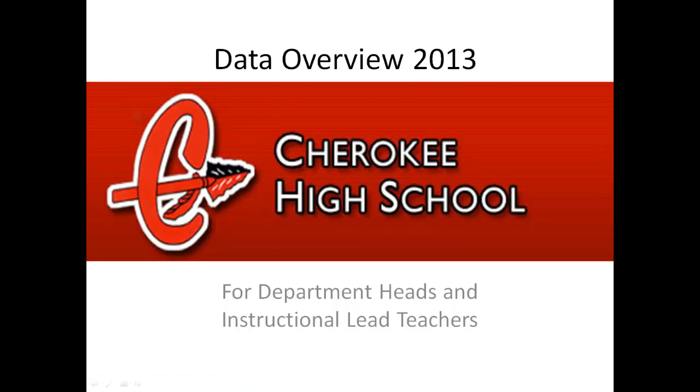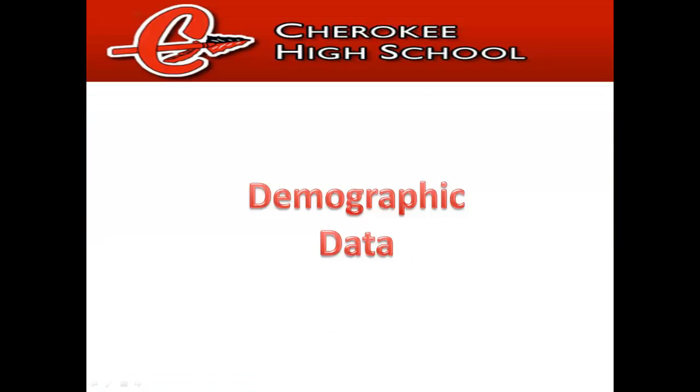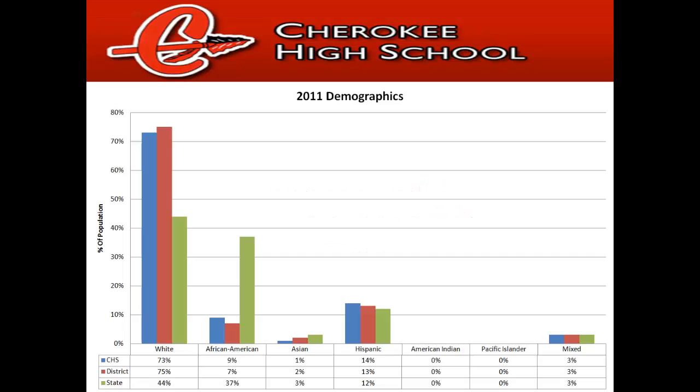We begin our presentation with demographic data for Cherokee High School. As you can see by the graphic in front of you, Cherokee High School is a predominantly white school, with 73% of the population being white. Cherokee High School has 9% African American population, 1% Asian, 14% Hispanic, and 3% identifying themselves as mixed race.